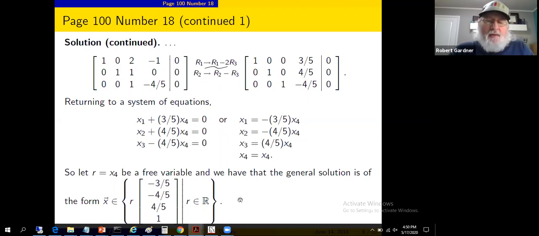But I'll go ahead with the more obvious way of doing this, unless we got to do something with these fractions. It's just a matter of writing all the stuff down and bookkeeping, really. We'll let r equals x sub 4 be a free variable. Then we've got r times -3/5 for the first component, -4/5, 4/5, and 1 for the components of a vector. So a solution x of that original homogeneous system of equations must be of this form, where r is some real number. It's all scalar multiples of this single vector.